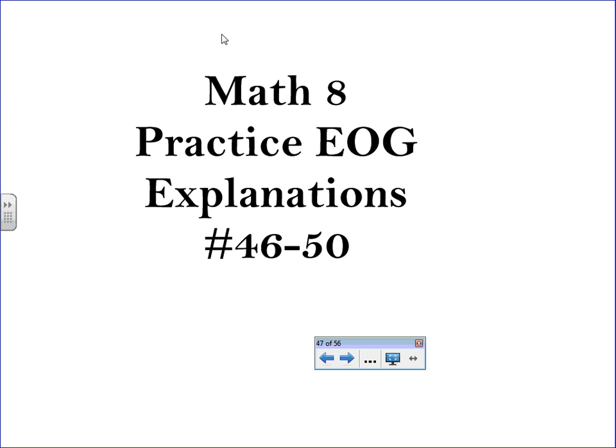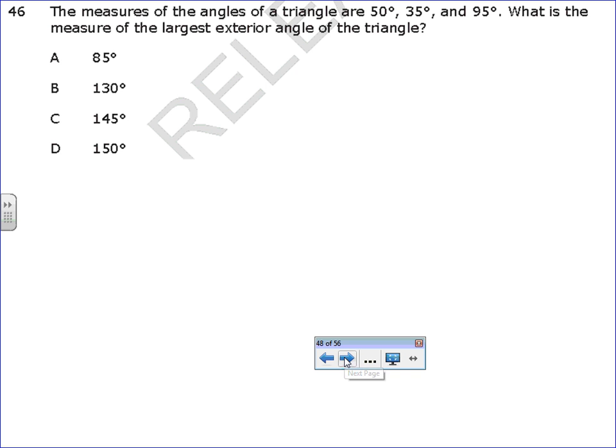In this video, we are going to be going over the Math 8 Practice EOG problems 46 through 50. Okay, for question number 46, it says, the measure of the angles of the triangle are 50, 35, and 95. What is the measure of the largest exterior angle?